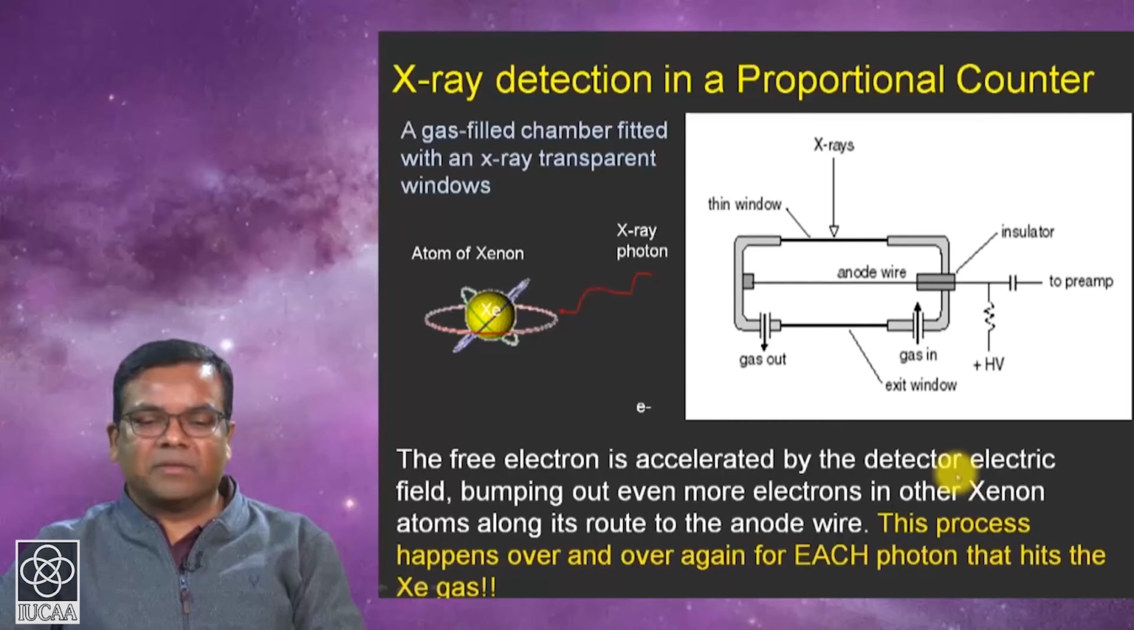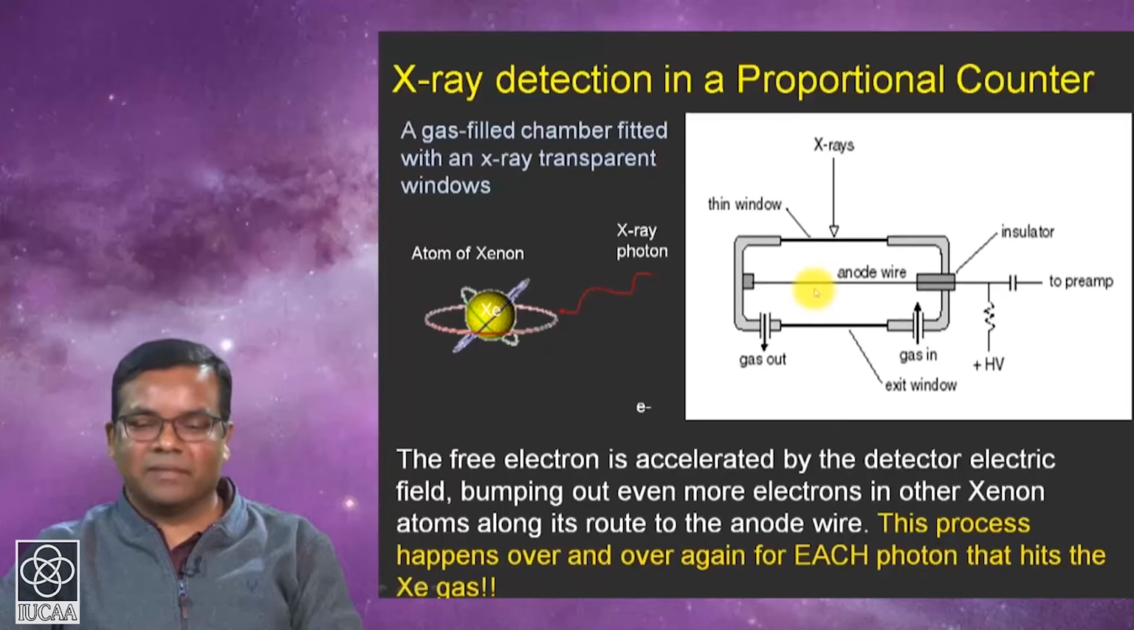So, what kind of X-ray detectors are used in X-ray astronomy? Initially, X-ray astronomers used simple proportional counters. What is a proportional counter? Essentially, it is a gas filled detector. It has a gas filled chamber fitted with an X-ray transparent window. X-rays pass through this window and interact with the gas contained in the detector. Usually, this detector is filled with xenon, for example.